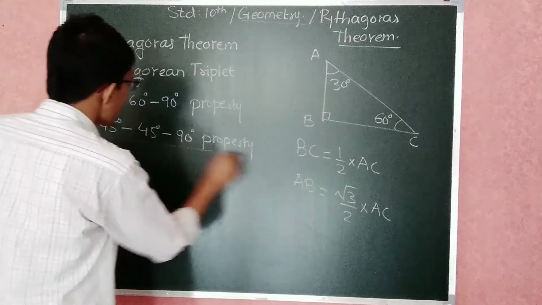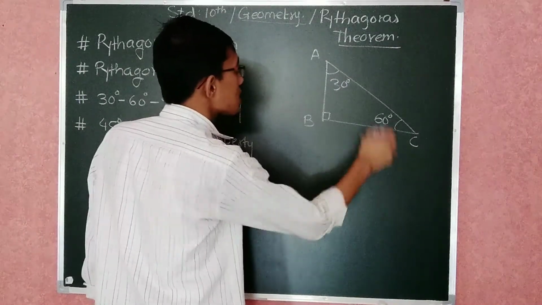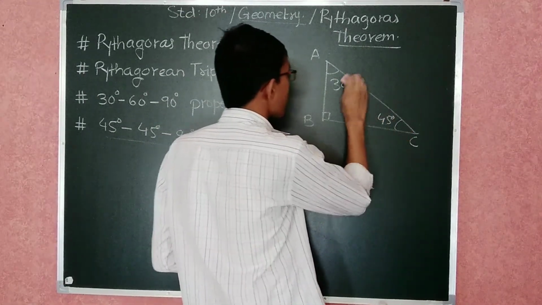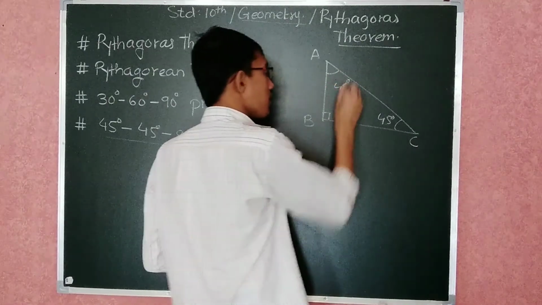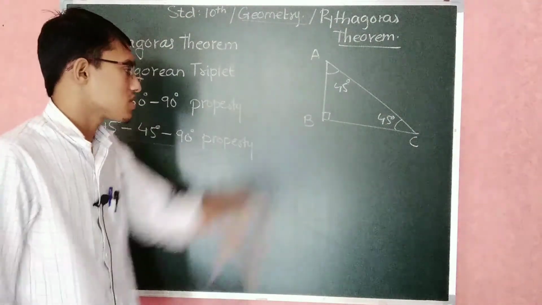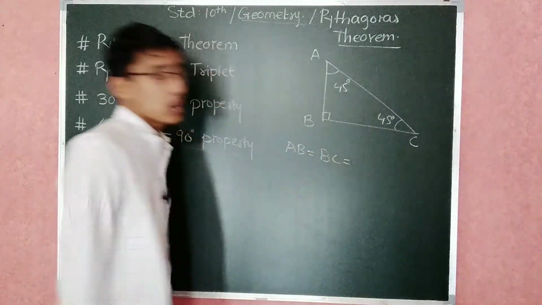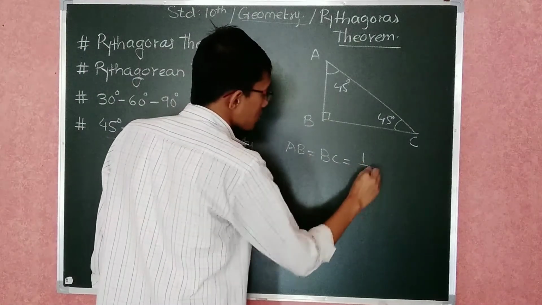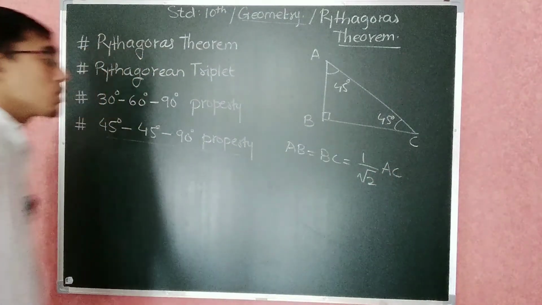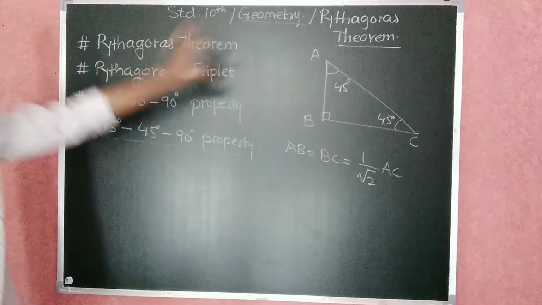Then the 45, 45, 90 degree property, what does it state? It states that suppose there is a triangle having the angles 45 degree, 45 degree and 90 degree. In this case, the sides opposite to 45 degree, that means both the sides AB and BC, are equal to 1/√2 times the hypotenuse. Hypotenuse is AC, so 1/√2 into AC. So these are the basic points in this chapter, Pythagoras theorem.